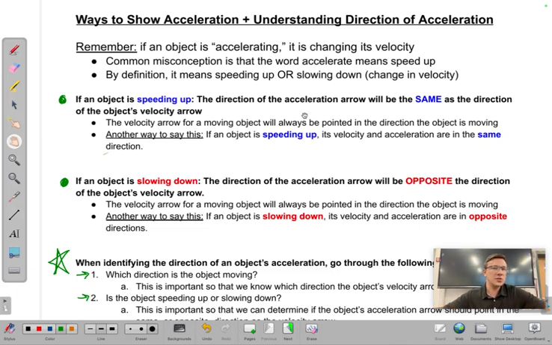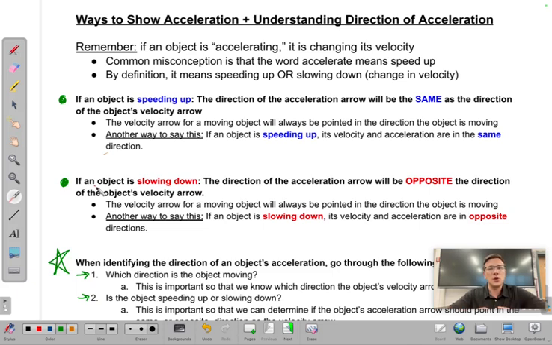As mentioned in our acceleration notes, a common misconception is that when we say an object is accelerating, that always means that it's speeding up. Again, by definition, it could be speeding up or slowing down, so we don't want to limit ourselves in that way. Let's take a look right here at these 2 points.